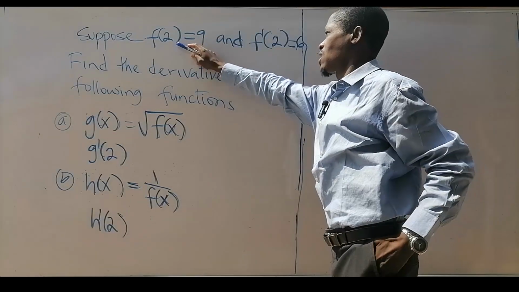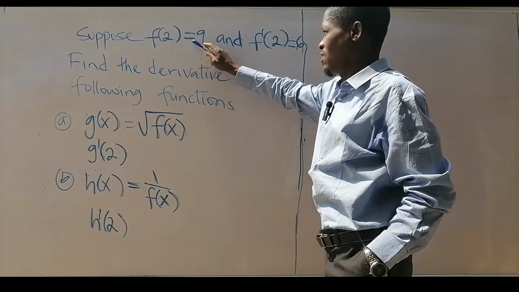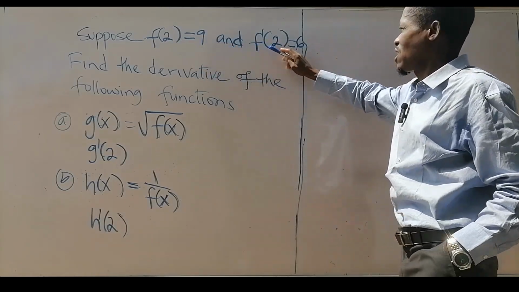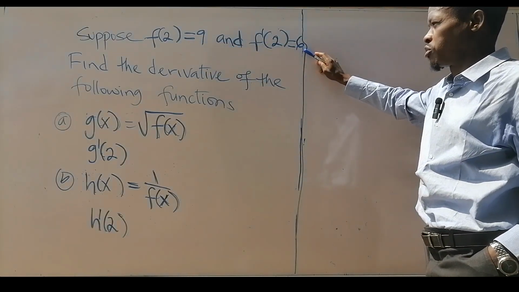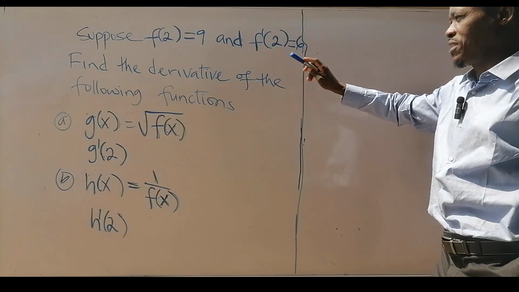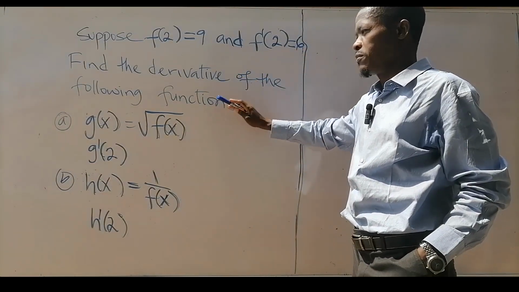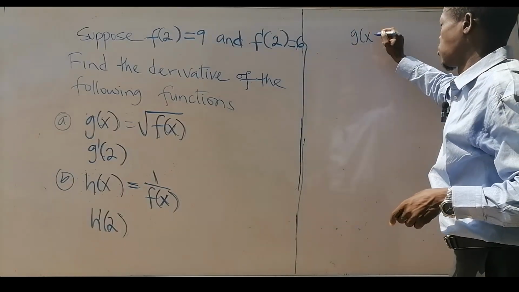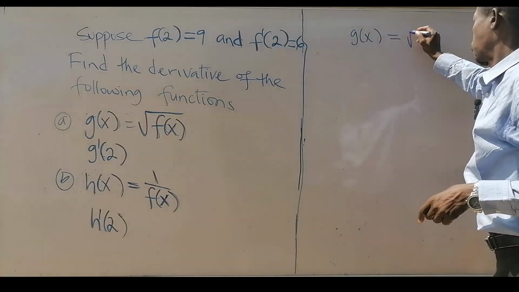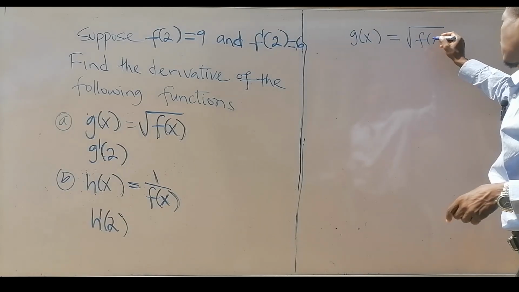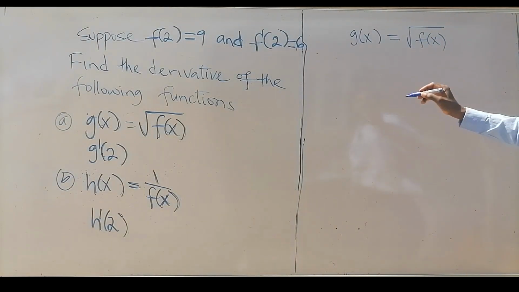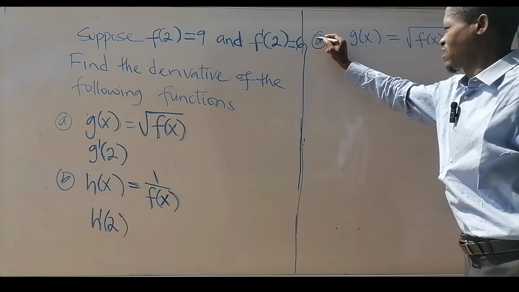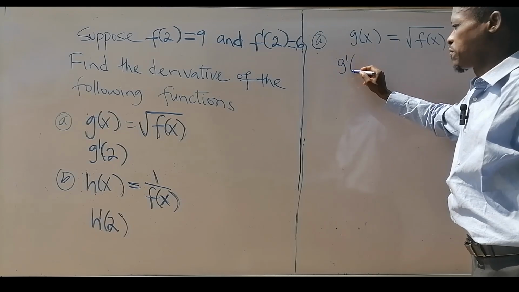Now, suppose f of 2 is 9 and f prime of 2 equals 6. Find the derivative of the following function. The first function we have is g of x equal to the square root of f of x, and we are instructed to find g prime of 2.